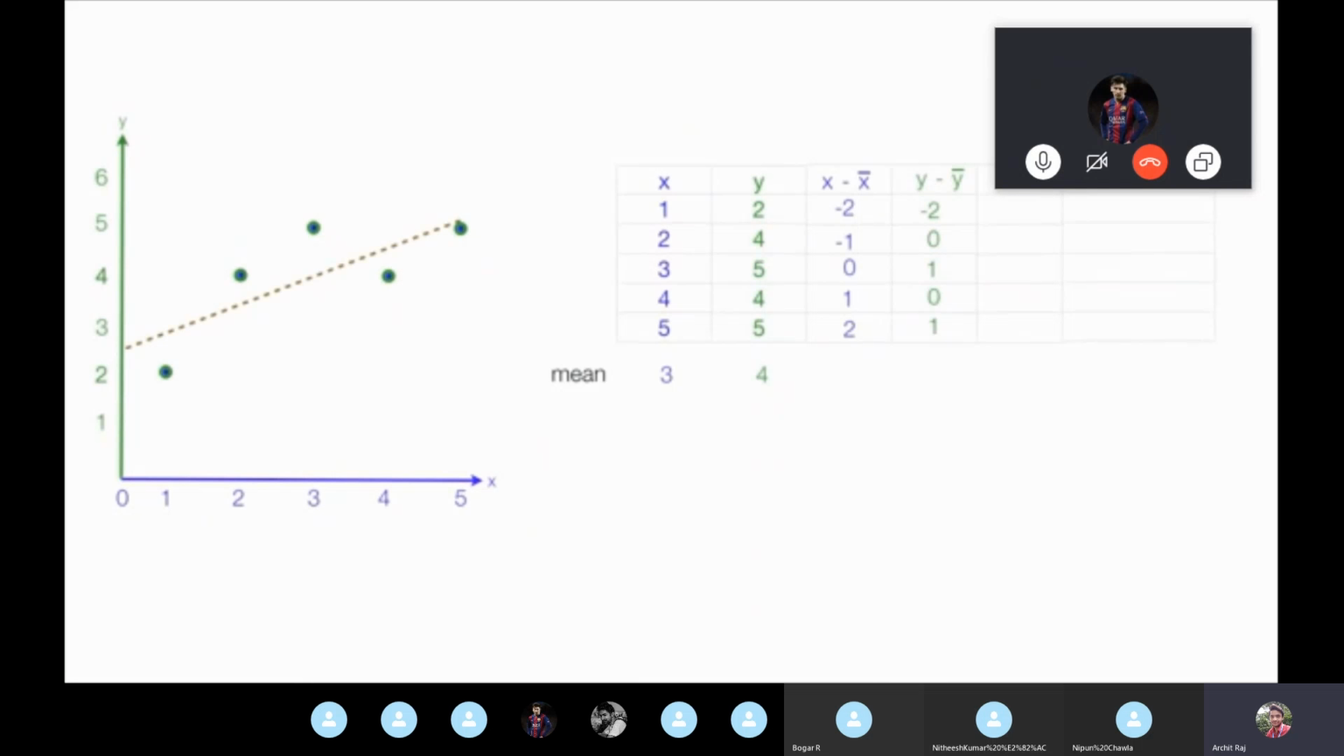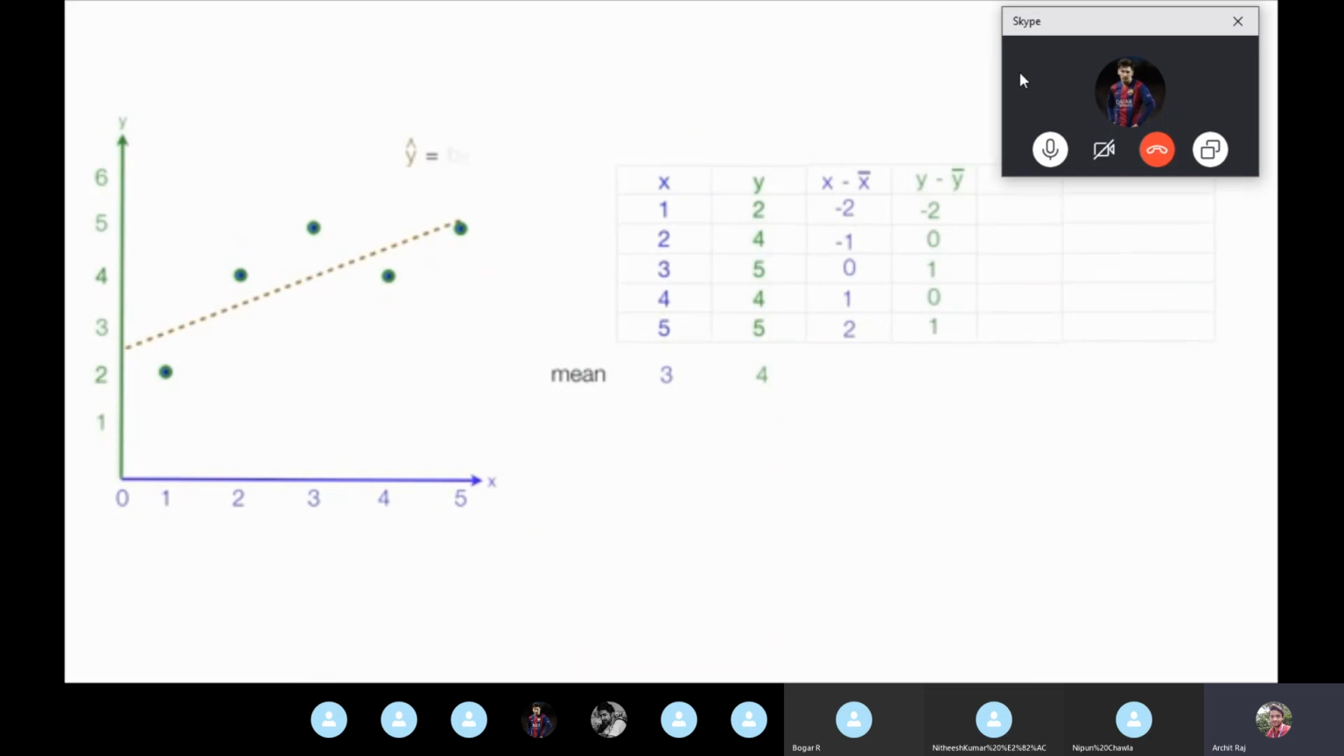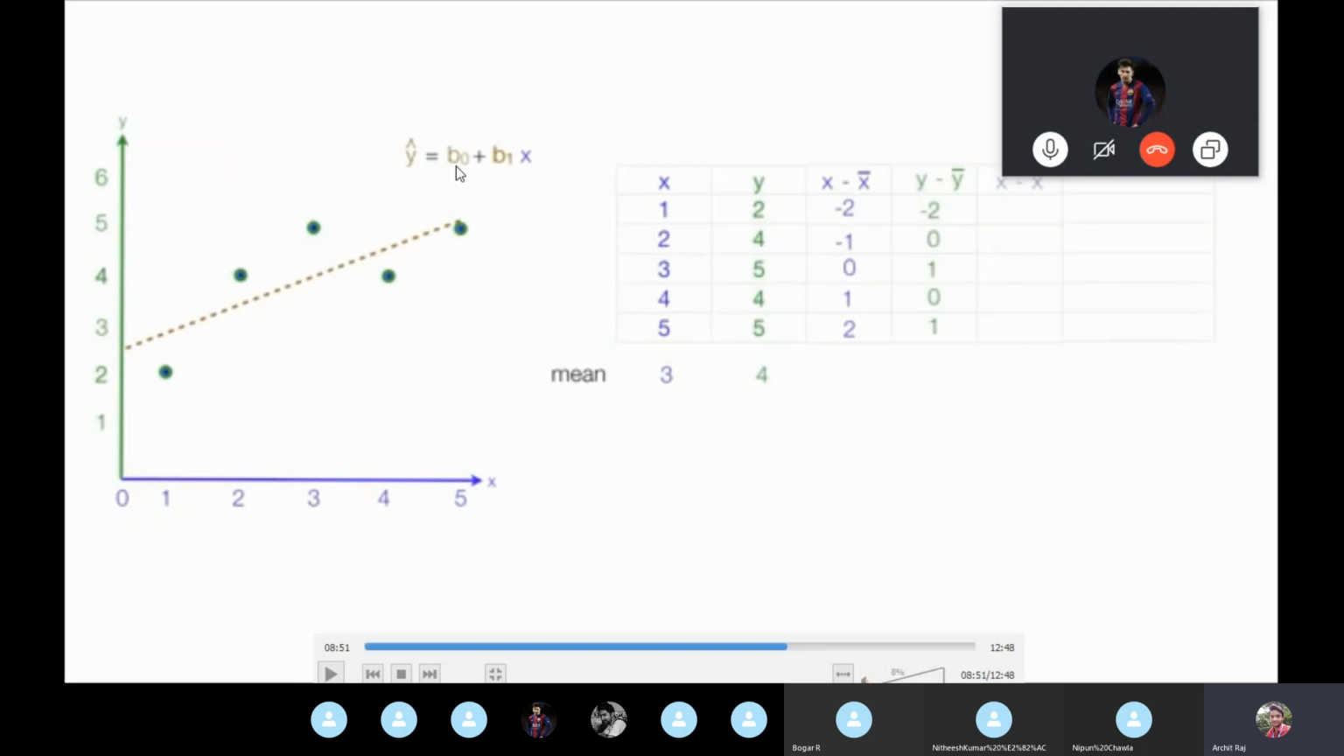Now what we're going to do is first find the value of b1. How to find the value of b1? Because our main goal is to find the value of b0 and b1, because we're trying to find this particular line. This particular line is nothing but the values of b0 and b1. If we find these 2 values, our work is done.